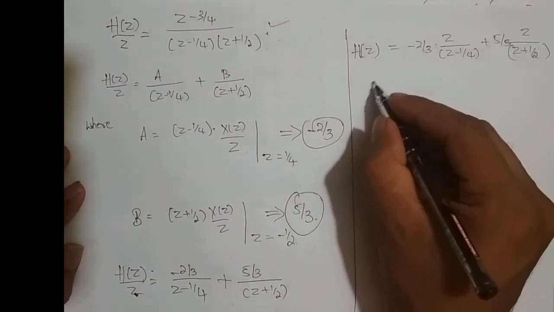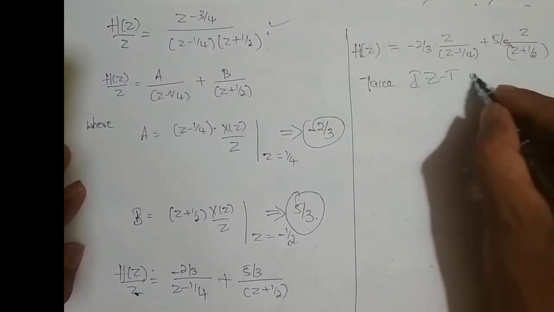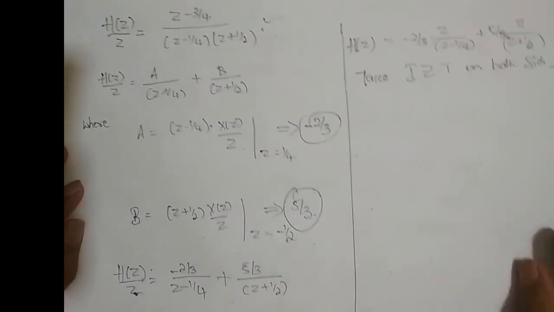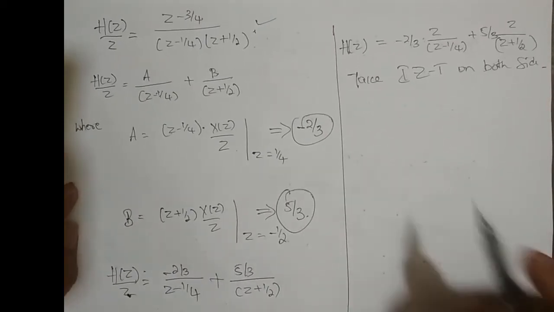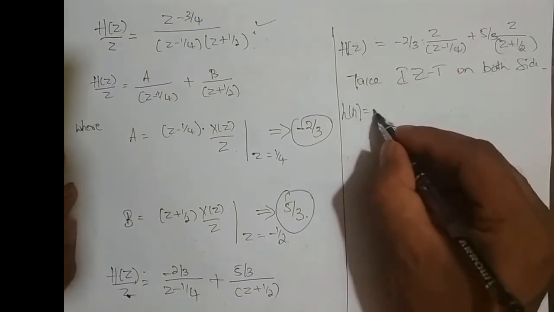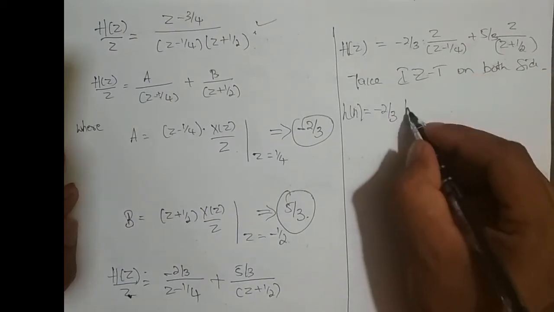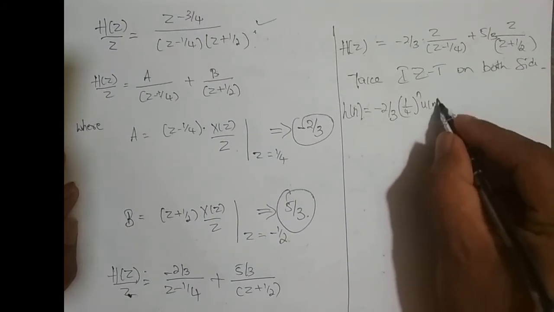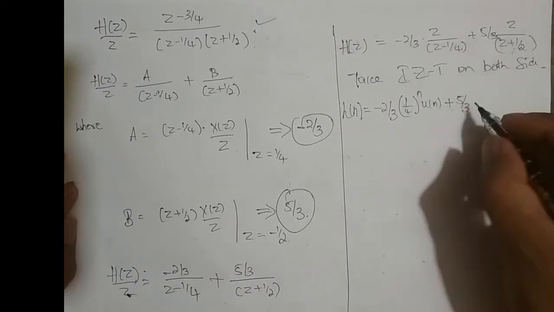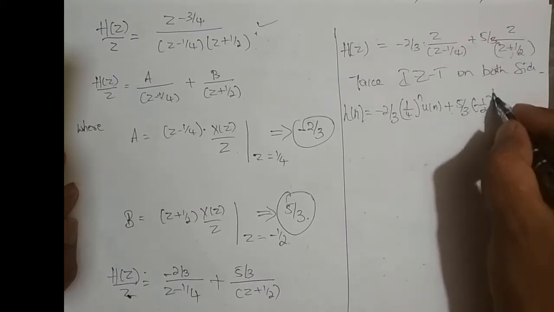Okay, now I have to take the inverse z transform on both sides. Since the problem statement says it's a causal system, everything should be a right sided sequence, right? So what do we have? H of n is equal to minus 2 by 3 into, what is the inverse transform? If it is a right sided sequence, it is 1 by 4 power n u of n. Plus 5 by 3 into, what is the inverse transform if it is a causal sequence? It is minus 1 by 2, because I have plus here, so minus 1 by 2 power n u of n.